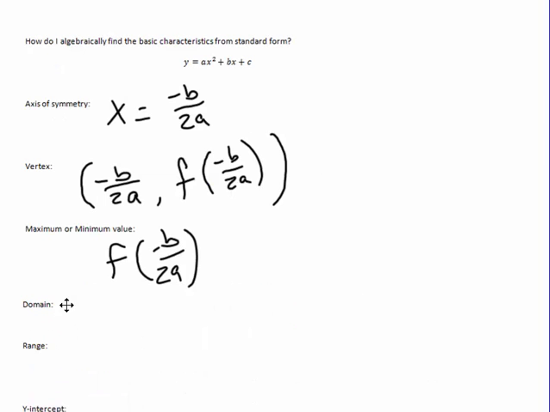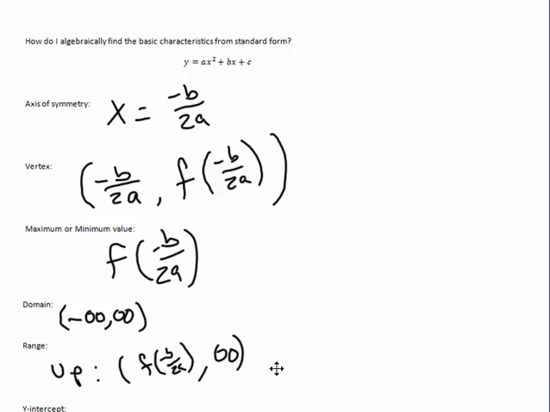Now the domain, as we said before, is all real numbers. So that one's a little easy. And my range, well, it depends. If it opens up, my range is going to be from f of the opposite of b over 2a, and it's going to go to infinity. And if it opens down, it's going to start at negative infinity, and it's going to go all the way until I get to that value.